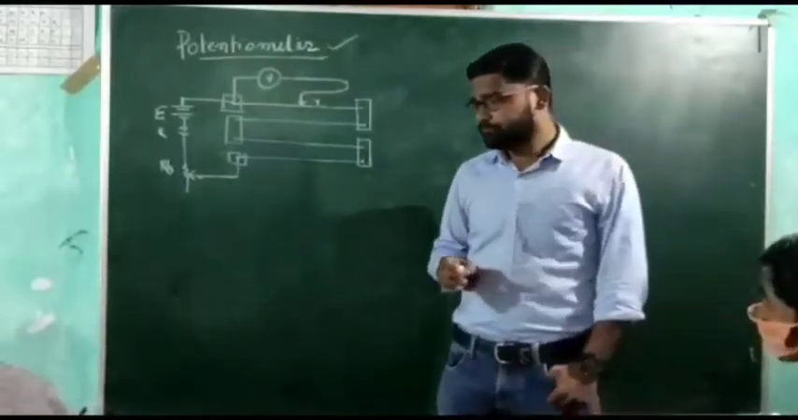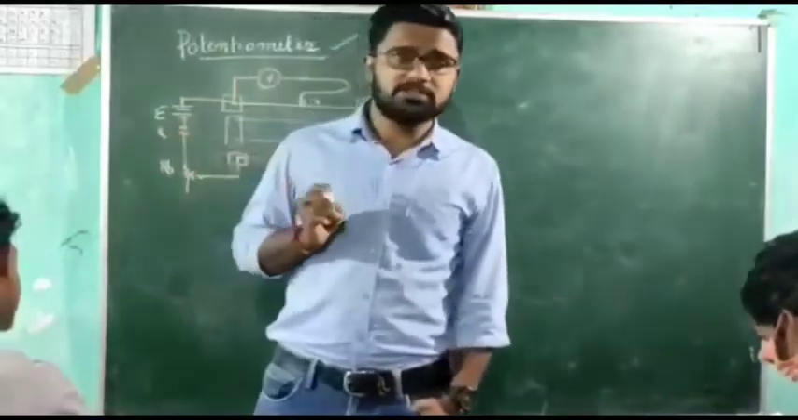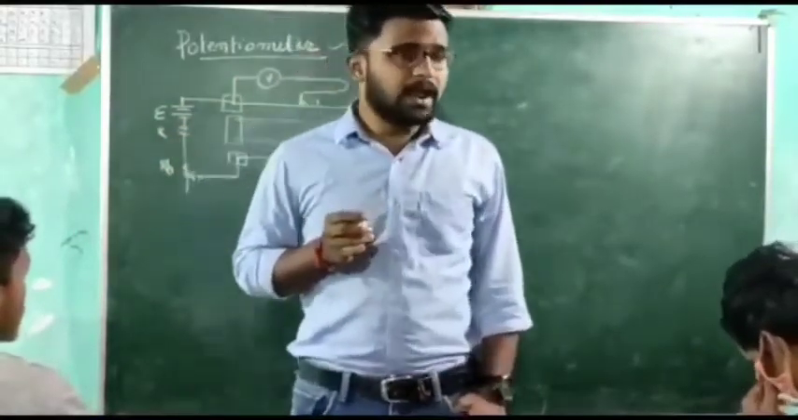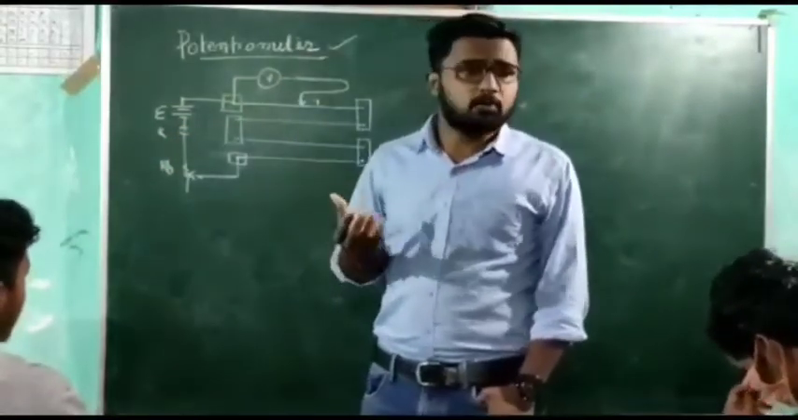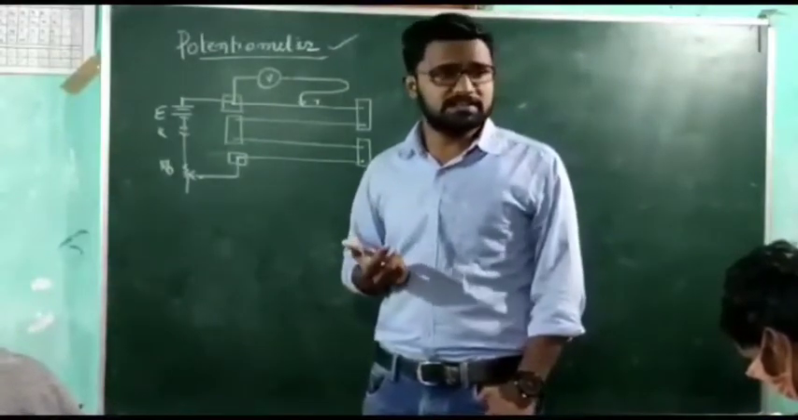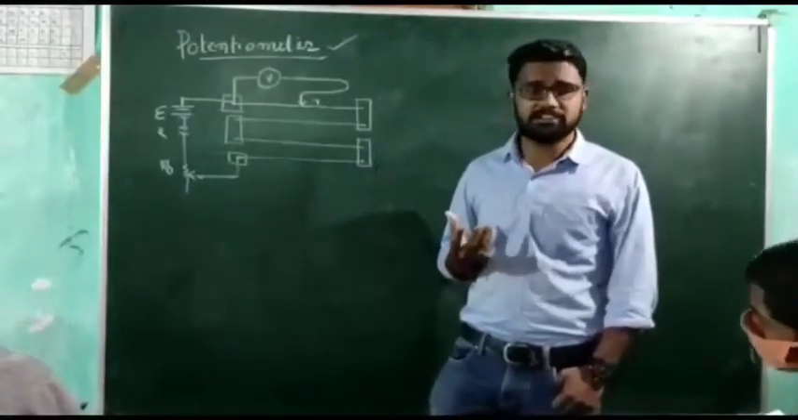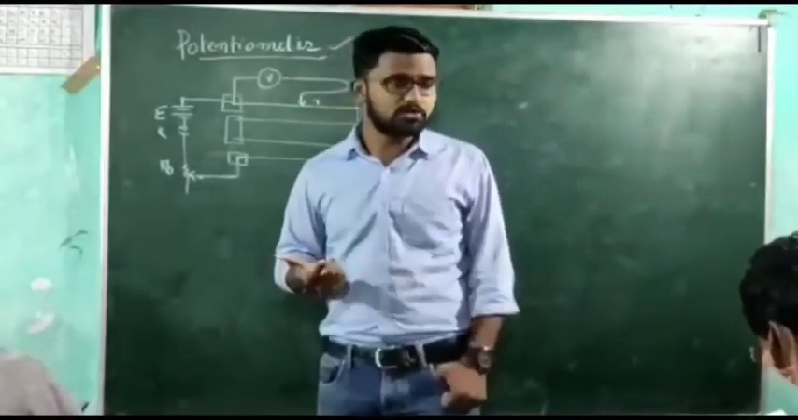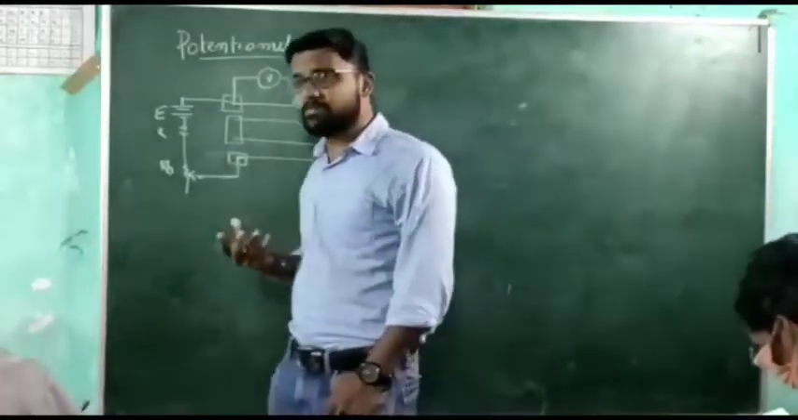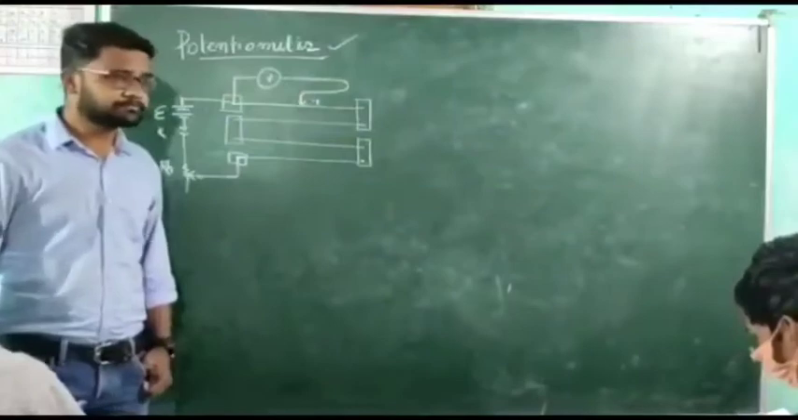Basically, a potentiometer is an electrical device that is used to measure the potential difference or EMF of a cell. So tell me, why are we using this potentiometer even after having a device called a voltmeter to measure the potential difference or potential drop across a resistance? Then what is the need of this device? Can anyone tell me?